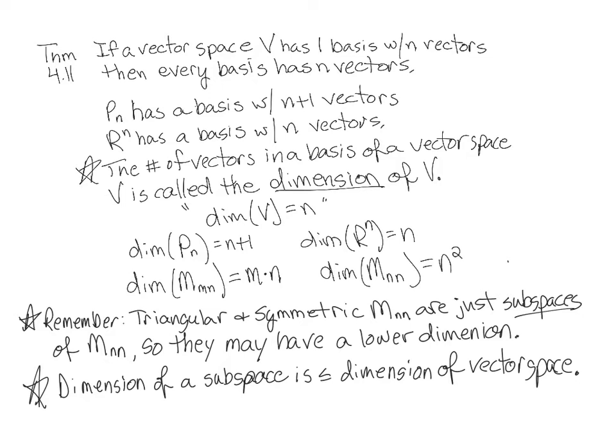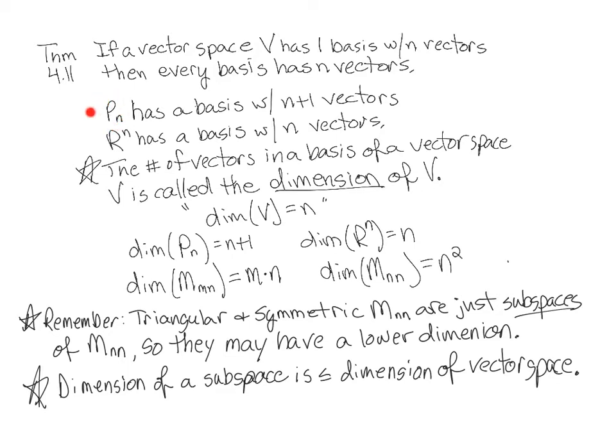All right, we're going to talk more later about the number of vectors in a basis, but Theorem 4.11 says that if a basis of V has n vectors in it, then every single basis of that space will have that many vectors. Okay, it's very important that you know that. For it to be a basis, it has to have a certain number of vectors, no more and no less.